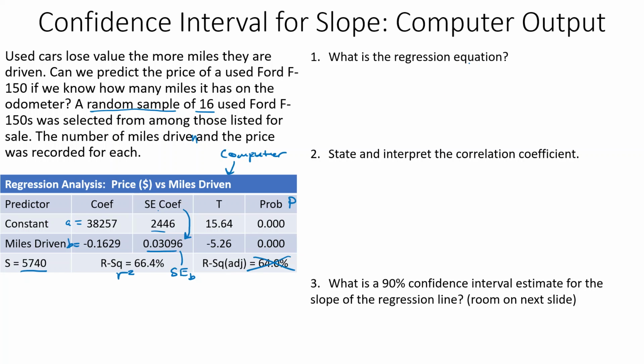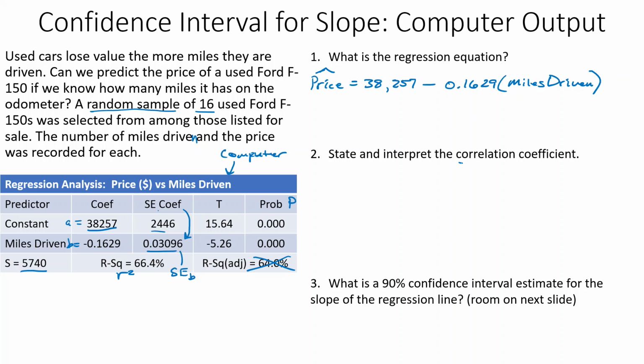So what is the regression equation? Well, we are predicting price. So the predicted price is equal to A, 38,257 minus 0.1629 times the miles driven. There we go. And since I put in the words, I didn't have to define the variables.